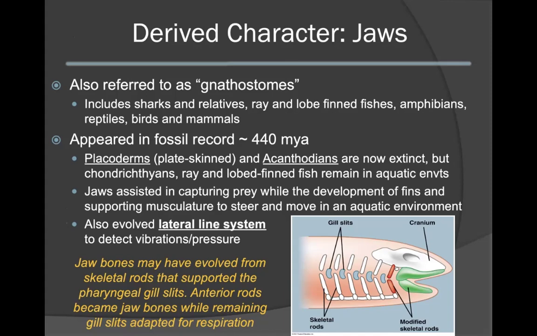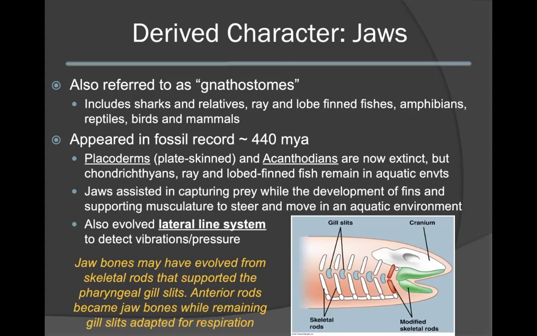Another important derived trait that originated in the evolution of chordates was the presence of jaws. Organisms that contain jaws are also referred to as gnathostomes. These include sharks and their relatives, ray and lobefin fishes, as well as amphibians, reptiles, birds, and mammals. The development of jaws first appeared in the fossil record approximately 440 million years ago.